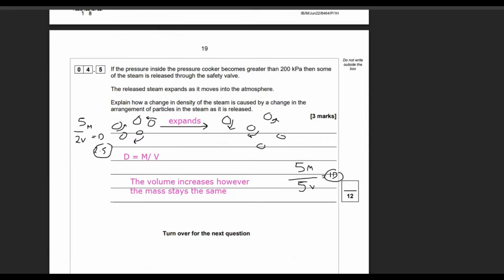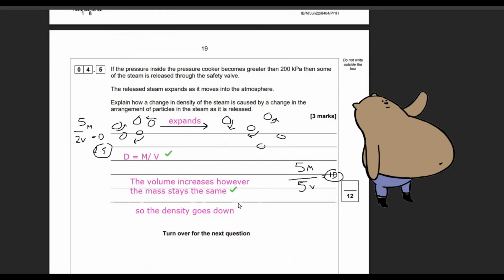So that's what we need to say. The volume increases, however, the mass stays the same. So the density goes down. And that's going to get us all three marks, especially if we put the equation in there and use that to help us. So, yeah.